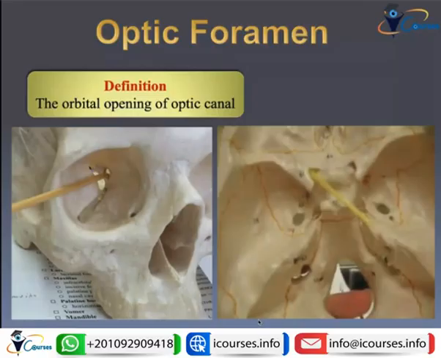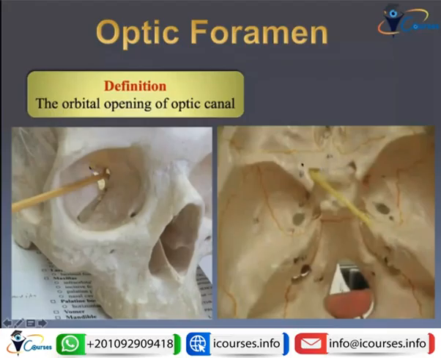Okay, so we will continue the orbit. After finishing the orbital walls and the orbital rim, we now need to know what the important foramens present in the orbit are. One of the most important is the optic foramen. The optic foramen is the orbital opening of the optic canal.